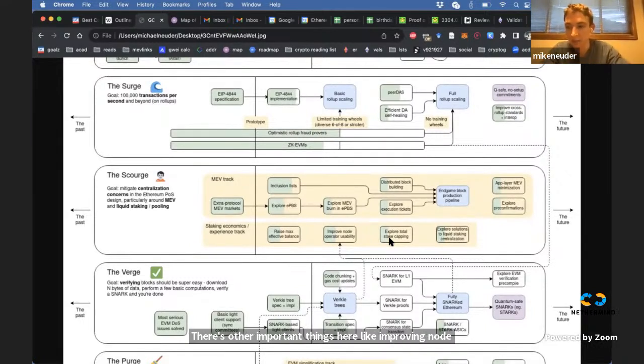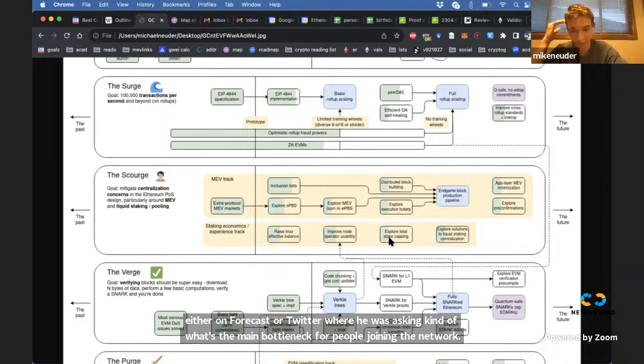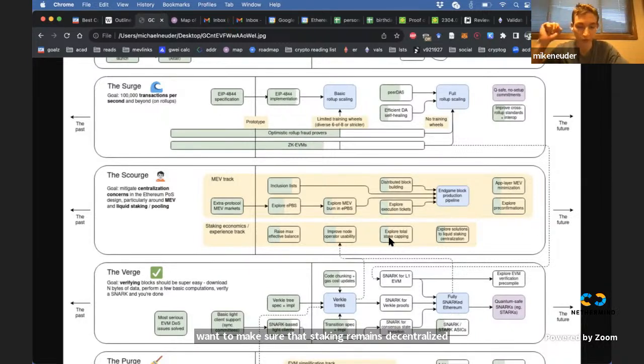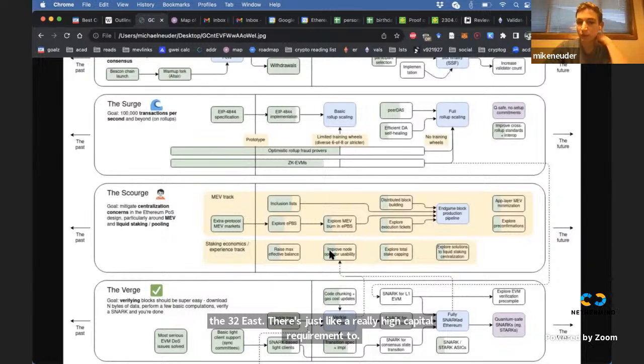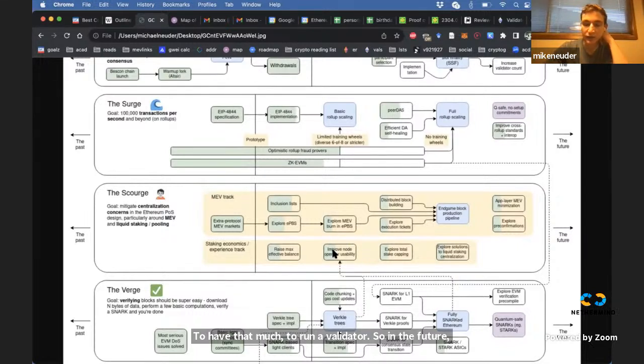This is in the end game, but ideally, I think Vitalik had a poll, either on Farcaster or Twitter, where he was asking what's the main bottleneck for people joining the network. This is the flip side of the coin. We want to make sure that staking remains decentralized. But the main limiting factor, I think, is generally the 32 ETH. There's just a really high capital requirement to have that much ETH to run a validator. So in the future, this improved node operator usability extends beyond making the software easier to run. It probably also extends to making it cheaper to be a validator.